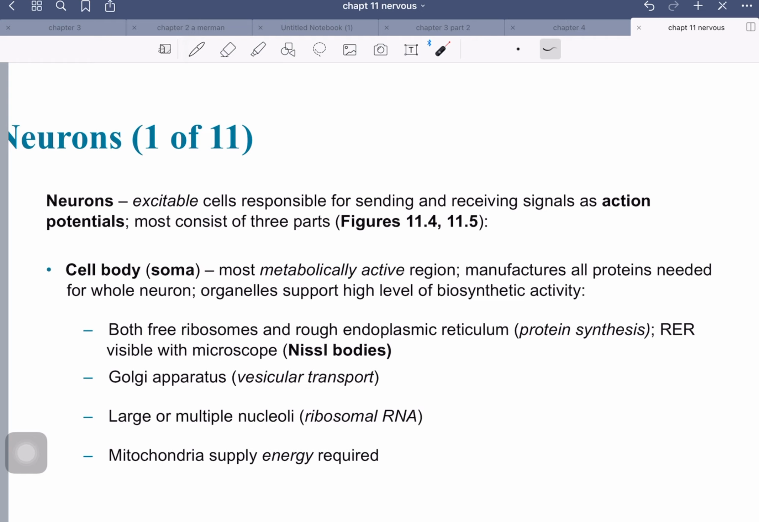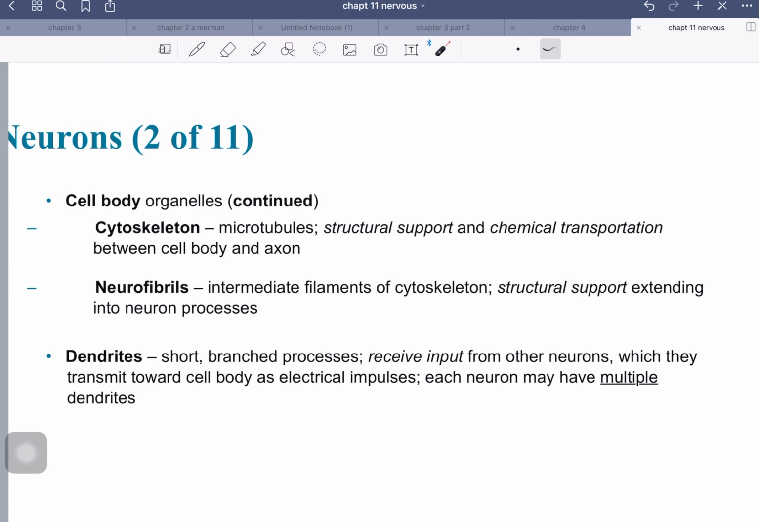And most neurons, we're going to see there's quite a diversity of neurons, but most neurons have, of course, the cell body or soma, and it's metabolically active. This is where we make all the proteins, everything that's needed. Neurotransmitters are made up here. We also have endoplasmic reticulum because, of course, there's protein synthesis. There's rough ER, and the rough ER we'll give a new name. We'll call it Nissl bodies. Golgi apparatus, usually there's a large nucleus or multiple nuclei, and of course there's mitochondria that we typically see in the cell body of a neuron.